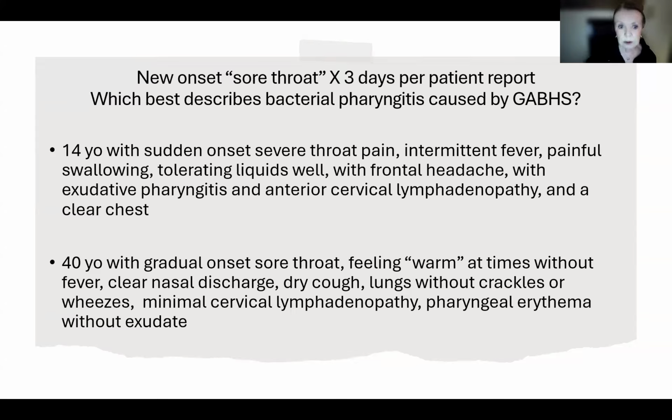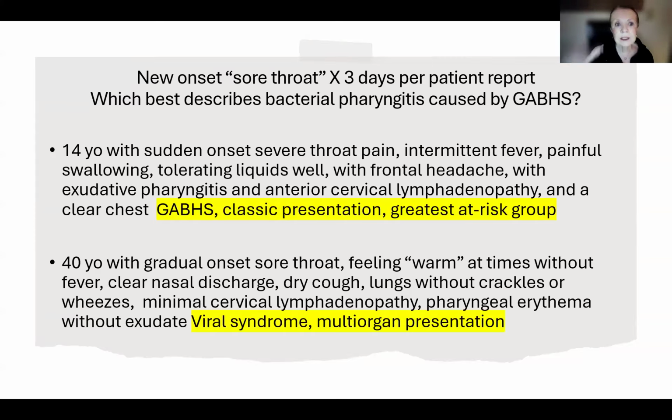Or a 40-year-old with gradual onset sore throat, feeling warm at times, without fever, clear nasal discharge, dry cough, lungs without crackles or wheezes, minimal cervical lymphadenopathy, pharyngeal erythema without exudate. Which one of those sounds like a strep throat? Which one of those is a risk group for strep throat? It is going to be the 14-year-old. That is the classic presentation. And the 40-year-old, this is a viral syndrome, a multi-organ presentation.